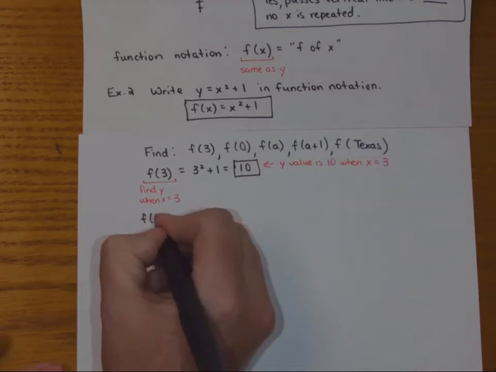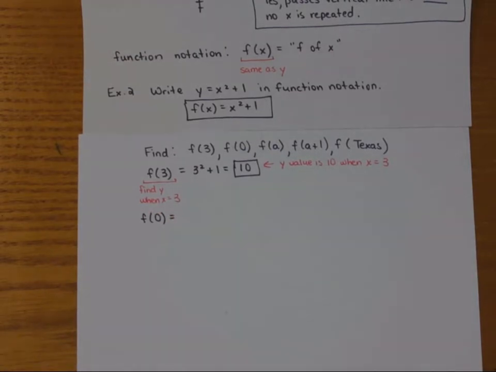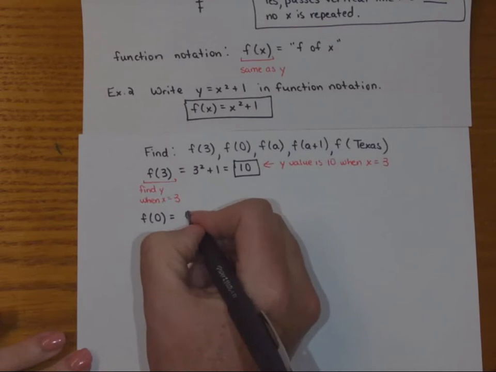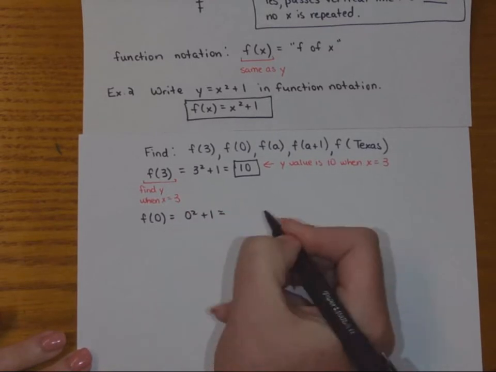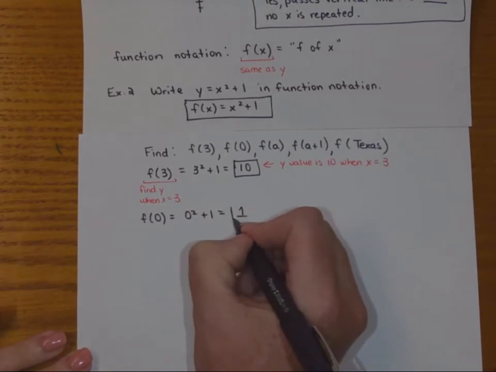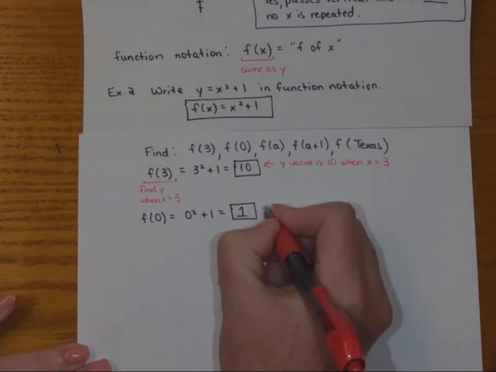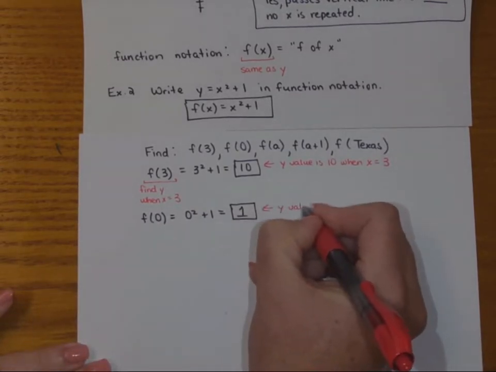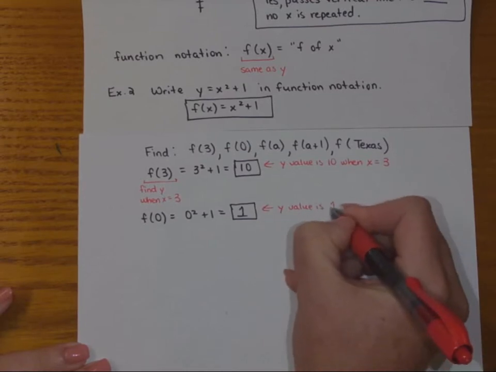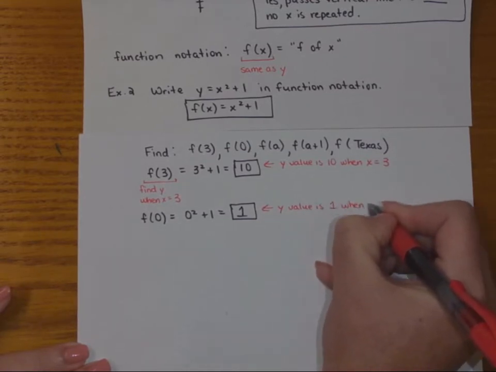Okay, so when you're asked to find f of 0, same process, but in place of x this time we're going to replace it with 0. So we'll do 0 squared plus 1, which is, in this case, 1. So again, the meaning of this is that the y value is 1 when x is 0.